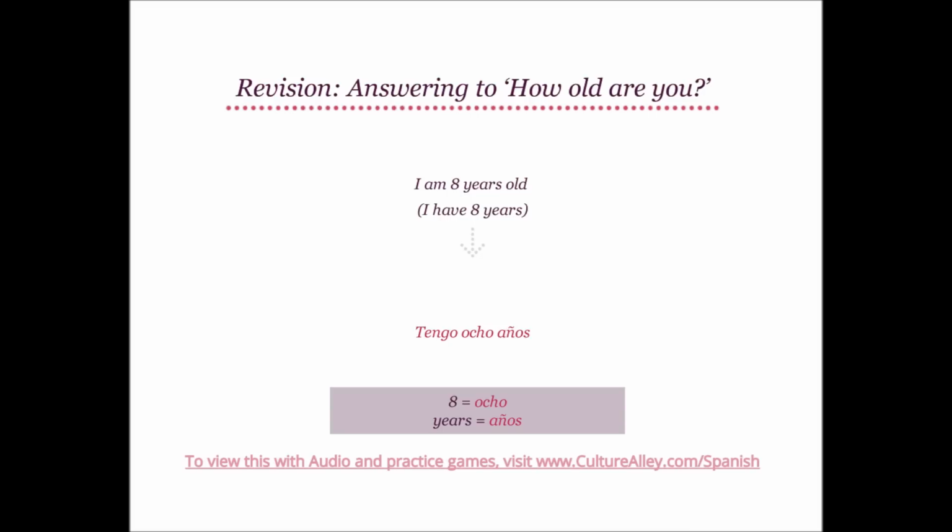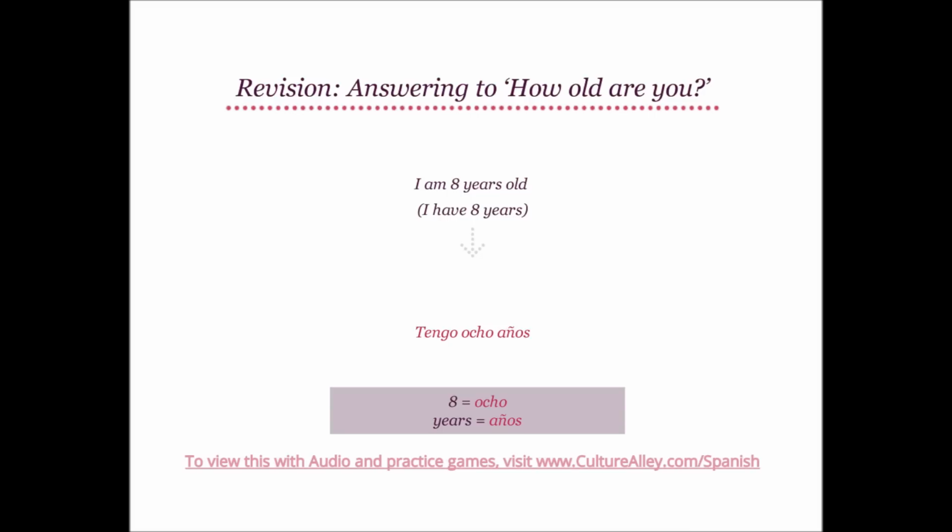For example, if you are 8, you will say, I am 8 years old. I am 8 years old literally becomes, I have 8 years. In Spanish, I have becomes tengo. 8 is translated as ocho, and years becomes años. Therefore, I am 8 years old becomes tengo ocho años, which literally means I have 8 years.